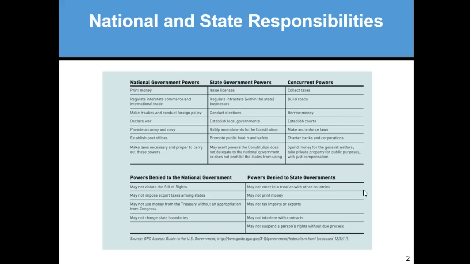The states may not enter into treaties with other countries. They may not print their own money. They may not put taxes on imports or exports into or out of the state. They may not interfere with contracts. And they may not suspend a person's right without the ability to have due process.